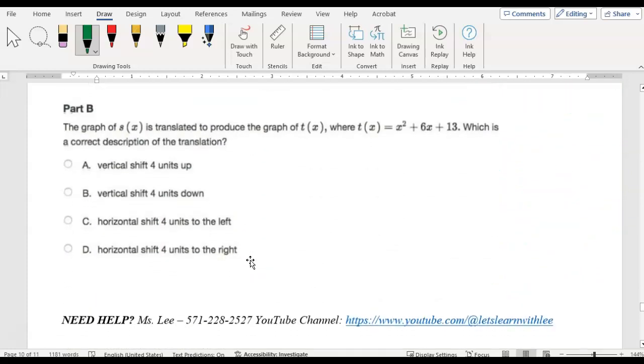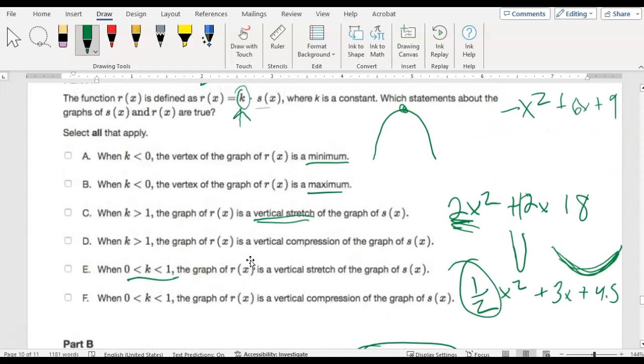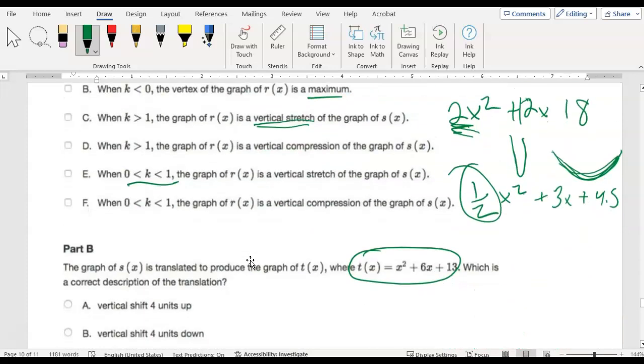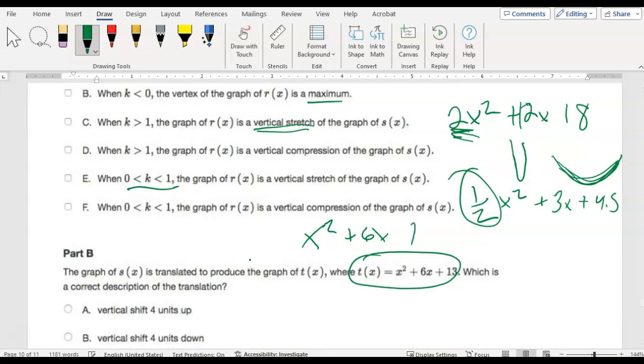F. For part B, the graph of s of x is translated to produce the value of t of x, where t of x equals x squared plus 6x plus 13. All right, so we have a new equation now. Which is a correct description of the translation? So the original equation was x squared plus 6x plus 9.